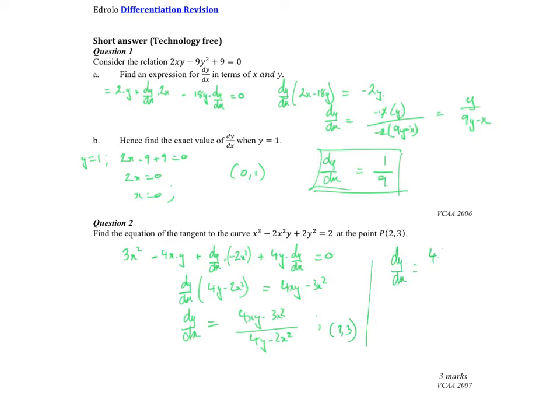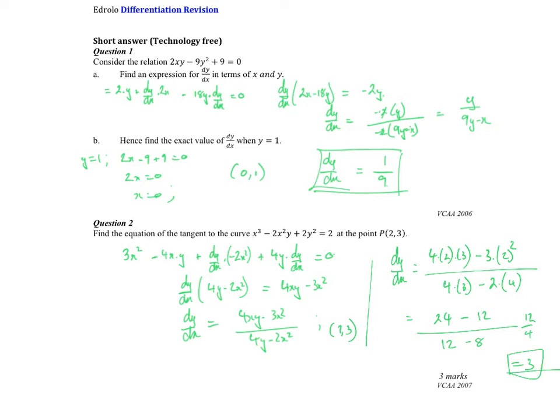So we'll get 4 times 2 times 3 minus 3 times x, which was 2, over 4 times 3 minus 2 times x squared, which I'll just put 4. So 24 minus 12 over 12 minus 8, which is 12 over 4, which is equal to 3.